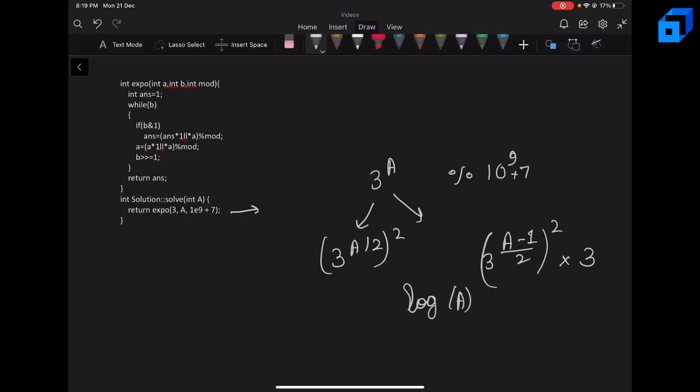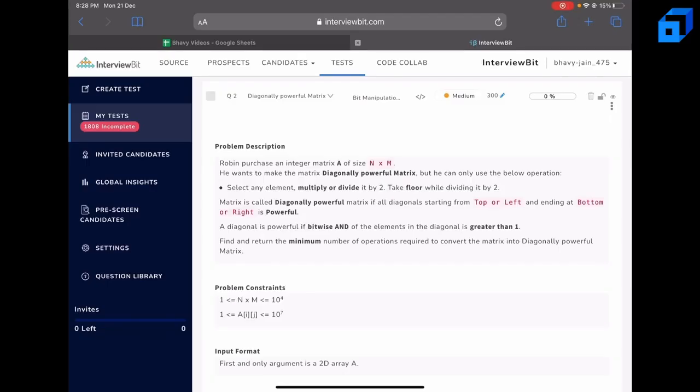So let's move to the next problem, the medium problem. Diagonally powerful matrix. Robin purchases an integer matrix A of size n cross m. He wants to make the matrix a diagonally powerful matrix, but he can only use the below operation: select any element, multiply it by 2 or divide it by 2, taking the floor.